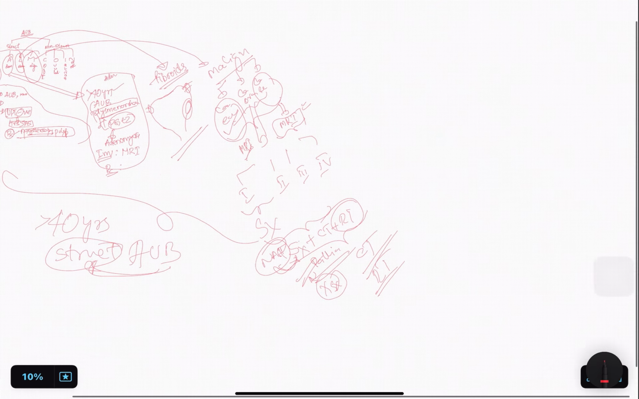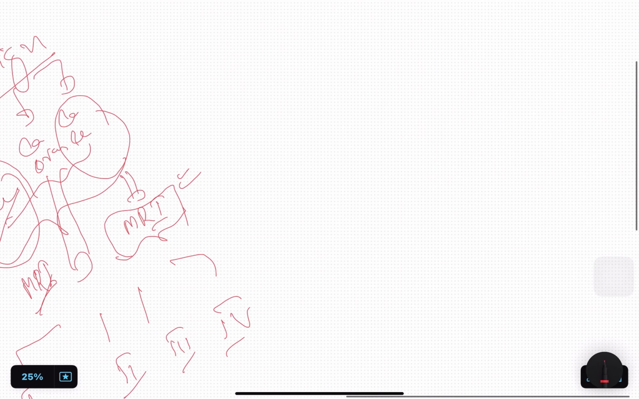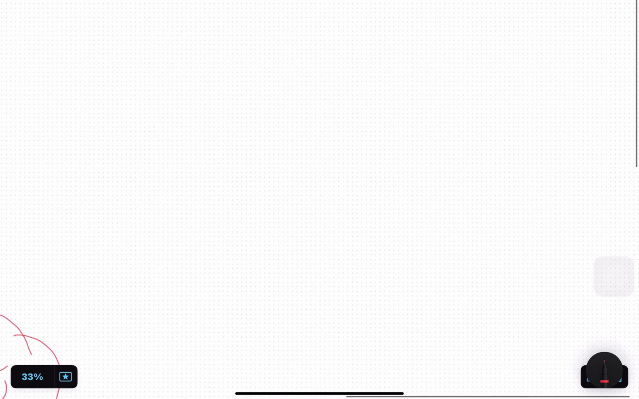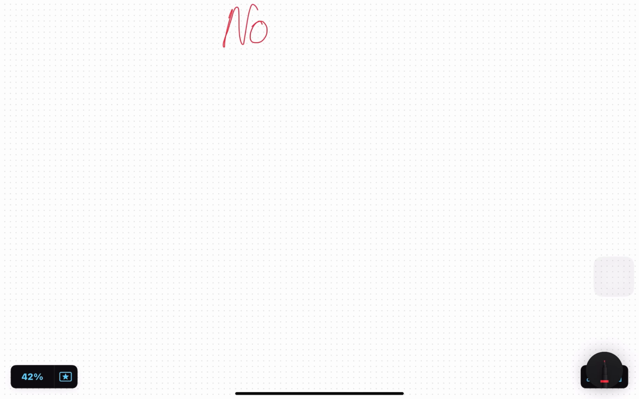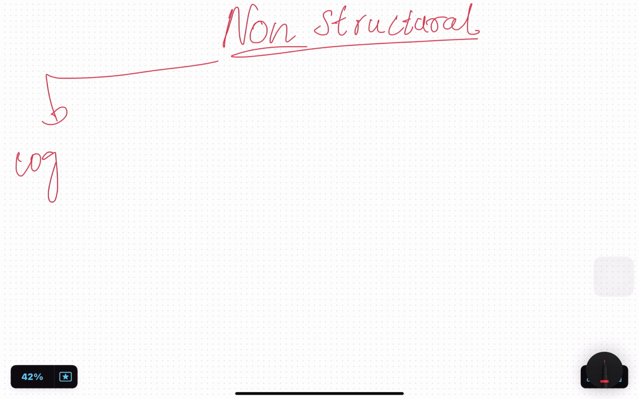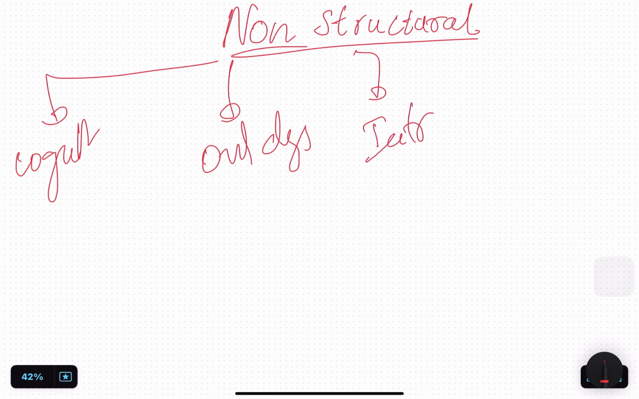Now coming to the non-structural part. Non-structural, what do you add? Coagulatory defects, ovulatory dysfunction, iatrogenic, then not otherwise specified.